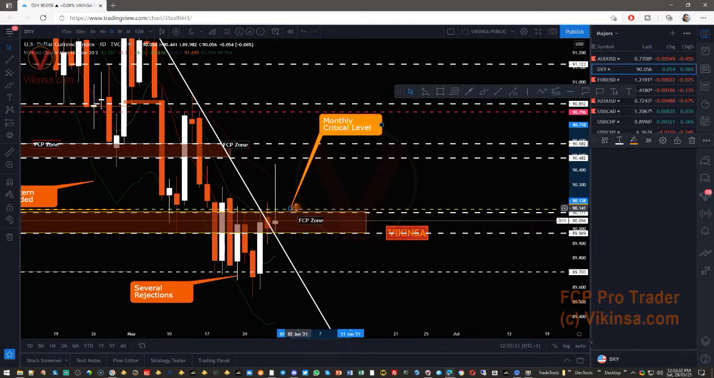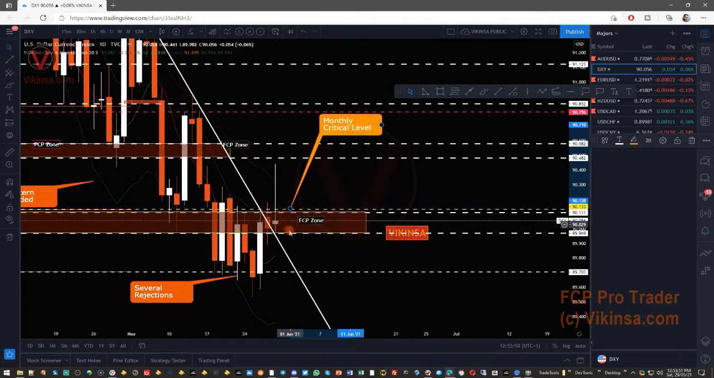Now 90.133, why this is the monthly critical level is because if the market closes beyond this, then you have a very strong possibility of it picking up bullish momentum. Even if it closes below this, there is still a possibility of bullish momentum, but that is a lower probability. So that is why this is very, very important.